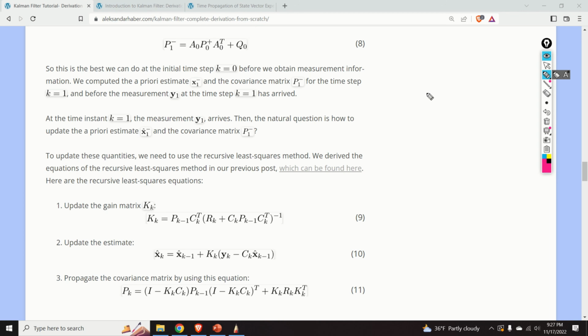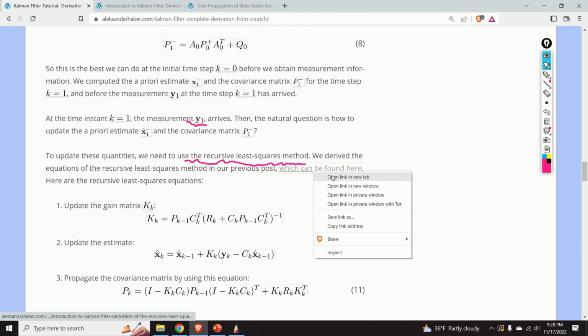At the time instant k is equal to 1, the measurement y1 arrives. Then the natural question is how to update the a priori estimate x1 hat minus and the covariance matrix P1 minus. To update these quantities, we need to use the recursive least squares method. As I mentioned previously, I derived the equations of the recursive least squares method, and the tutorial can be found by clicking over here.